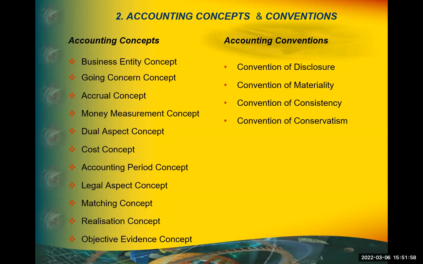So that is the traditional approach. We are trying to play safe. That's called conservatism. So based on all these concepts and conventions, we have to make books of accounts. What are those books of account? Look at this.